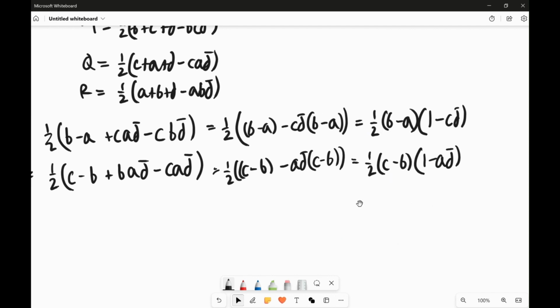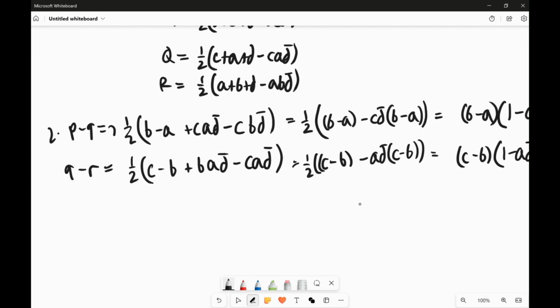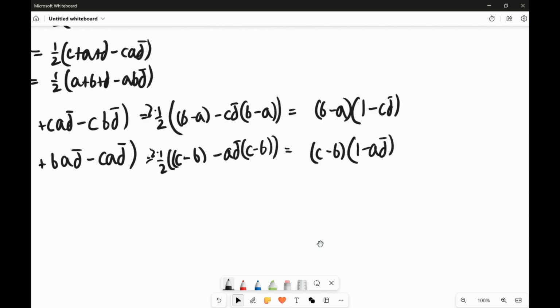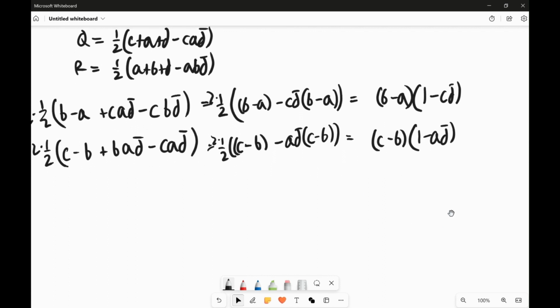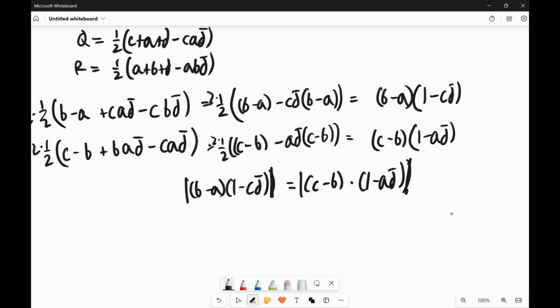Because we have the 1/2 in both, we can just erase that. So we got rid of the 2 in front. And we want to find out when the magnitudes are equal. So the magnitude of B minus A times 1 minus CD conjugate is equal to the magnitude of C minus B times 1 minus AD conjugate.